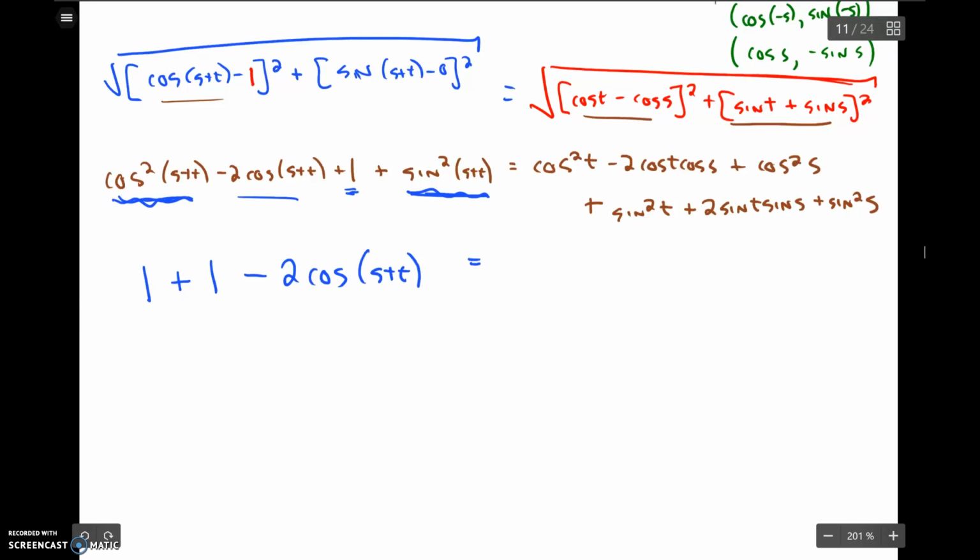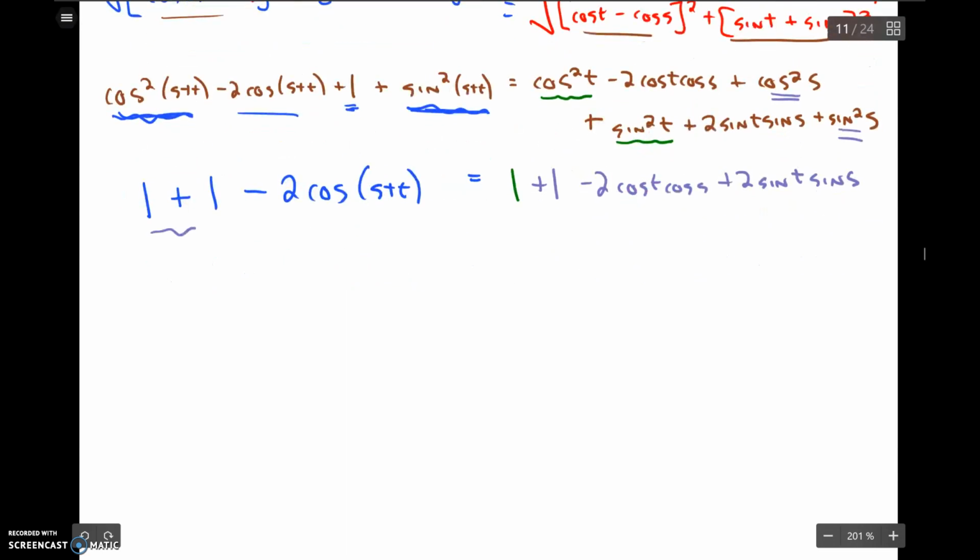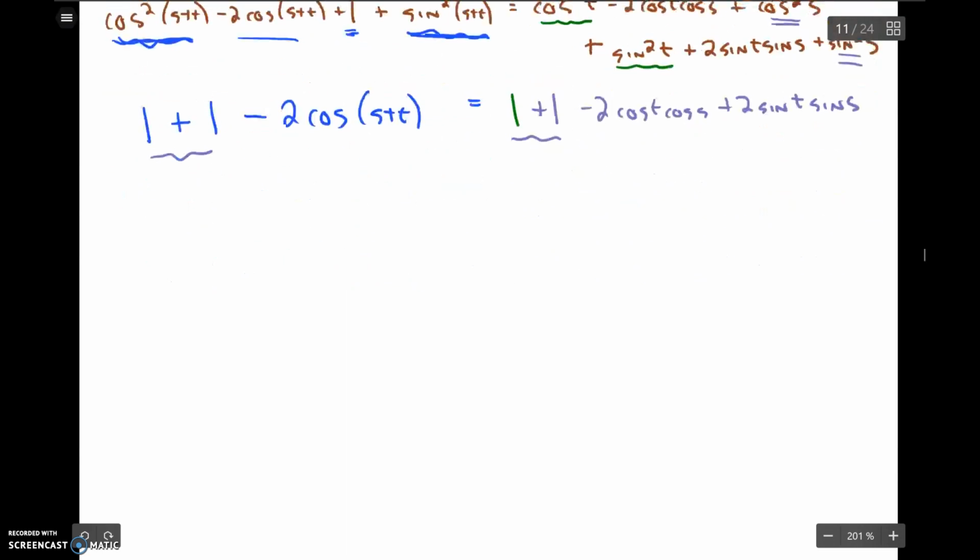Here, I have cosine squared t, sine squared t. Those combine to a 1, Pythagorean identity. I have a cosine squared s and a sine squared s, plus 1, Pythagorean identity. And then I got these two oddballs, minus 2 cosine t cosine s plus 2 sine t sine s. All right, well, this is 2 and this is 2, so let's subtract those out.